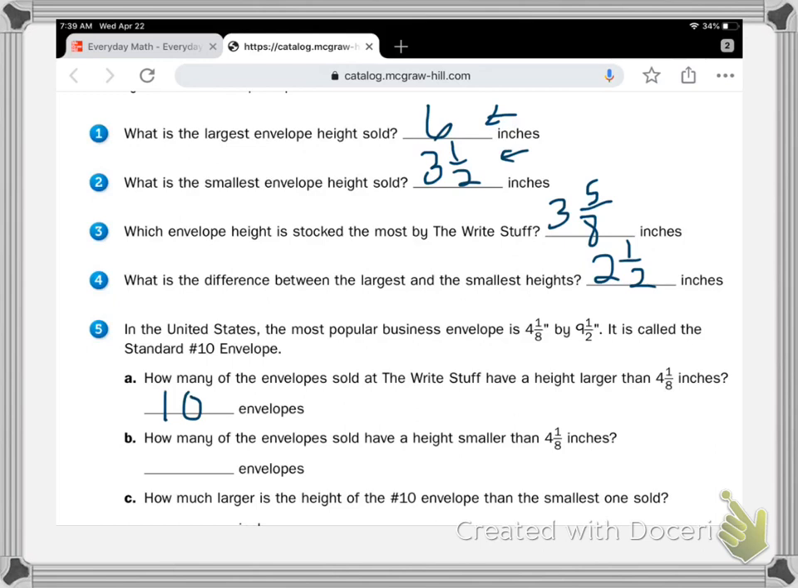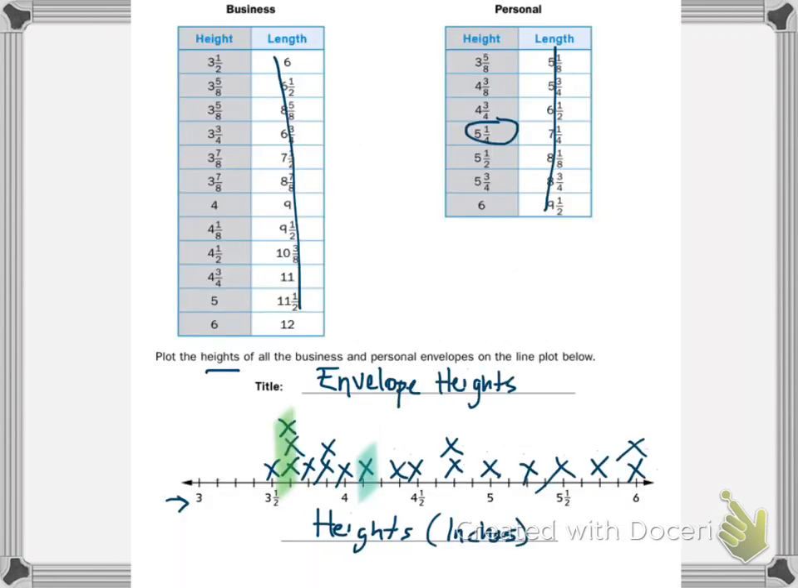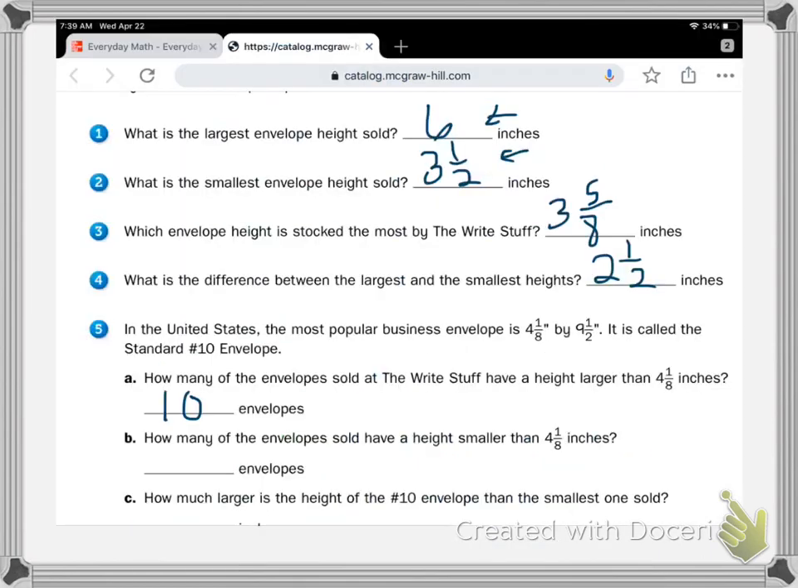And then your last one you had to do today, how many of the envelopes sold had a height smaller than 4 1/8 inches? So 4 1/8 is still right there in turquoise, and you have to count how many are smaller. So 1, 2, 3, 4, 5, 6, 7, 8. I counted all the ones that were smaller, and that would give me 8.